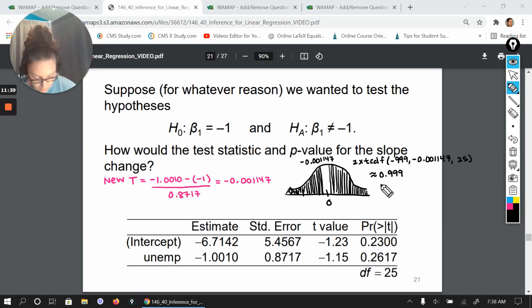So this is a very large p-value because it's almost 1. It's almost 100%. So that means we pretty much have no evidence that the alternative hypothesis, not equal to -1, is true, and we would fail to reject the null hypothesis.